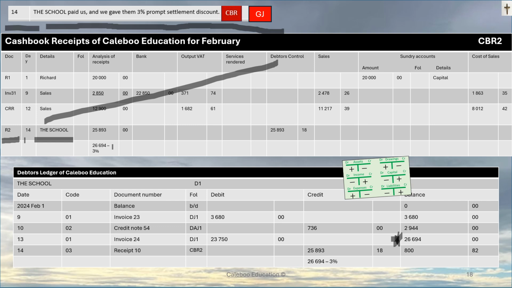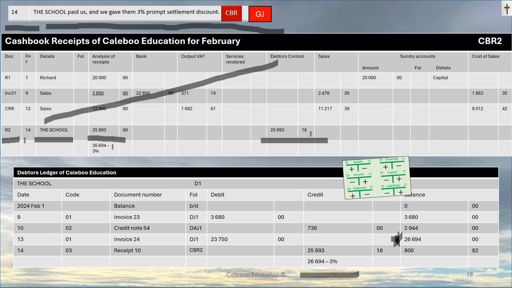of 26,694 minus 3%, and that gives us 25,893. And a debtor settled this amount, and the amount was 25,893, and it's actually 18 cents.